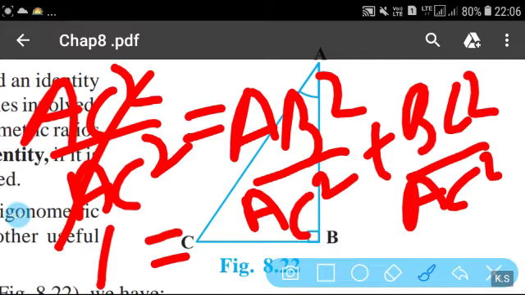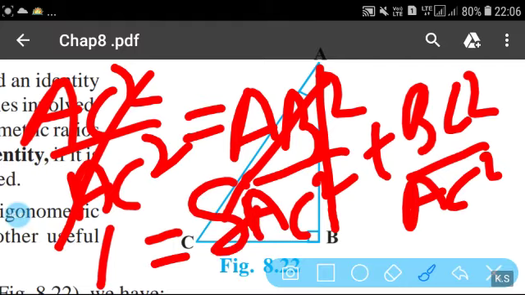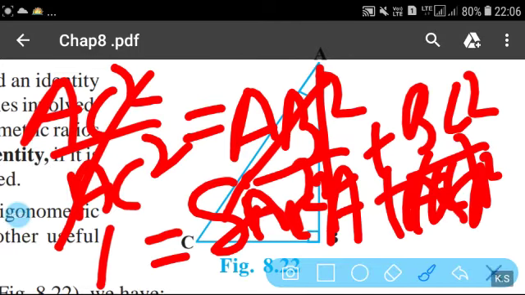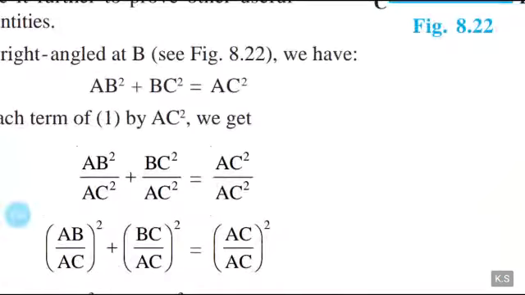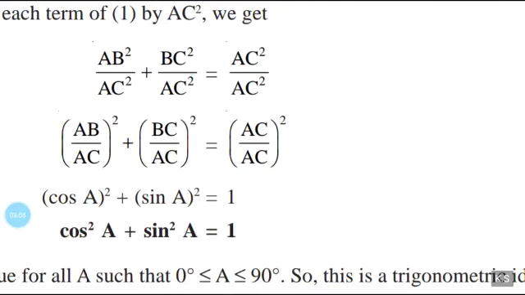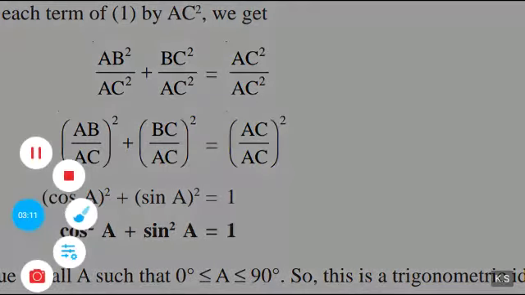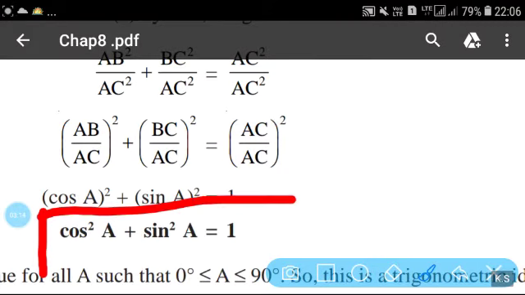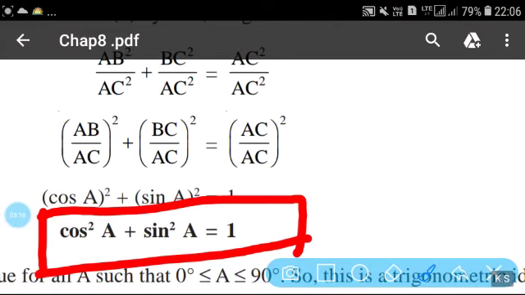AB square by AC square, please tell me, can we write sine square A? And BC square by AC square, can we write cos square A? So look here: AB square by AC square plus BC square by AC square is equal to AC square by AC square. So here we can write cos square A plus sine square A is equal to 1.